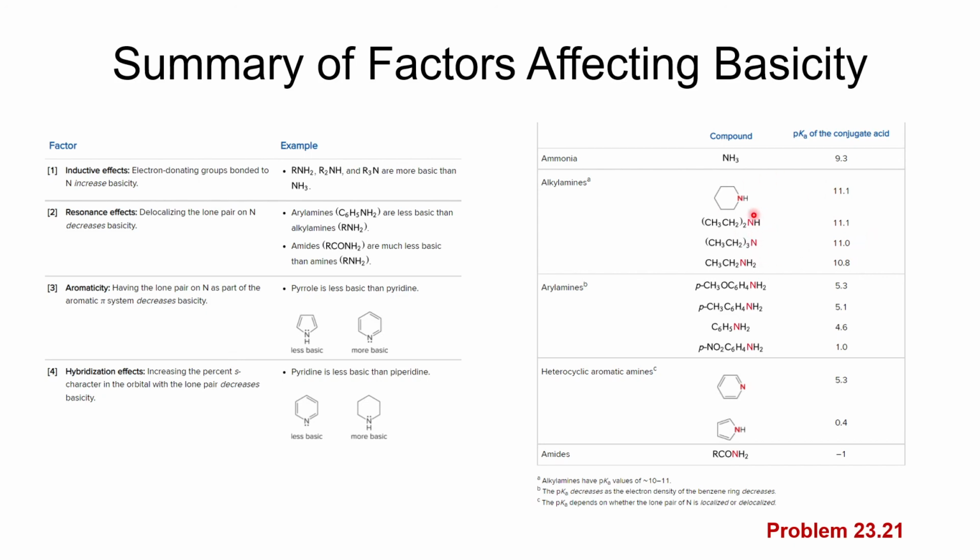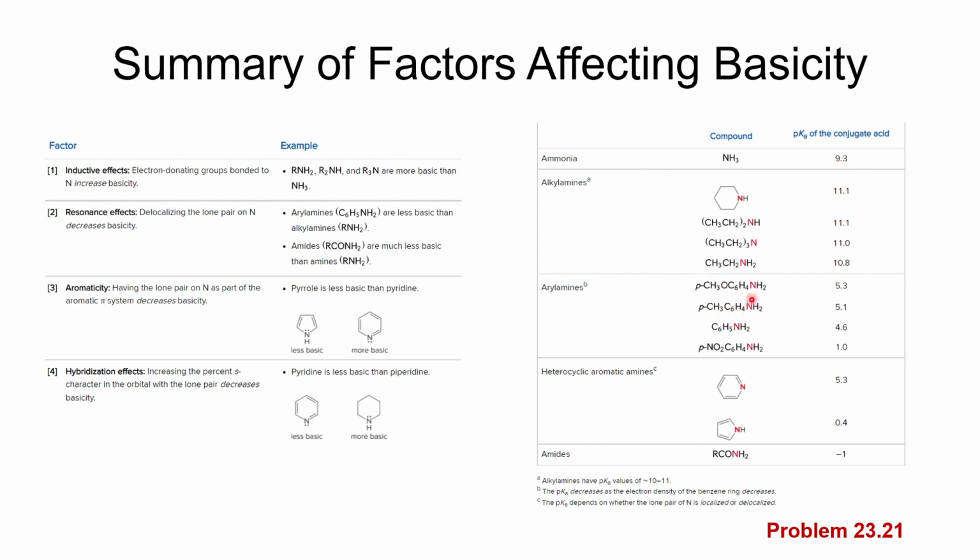And it doesn't really matter whether we add one alkyl group or two alkyl groups or even three alkyl groups. It all comes out to about 11. So there's not a huge effect once you add more alkyl groups. But adding one alkyl group does add electron density and therefore makes that lone pair of electrons more basic, which means the conjugate acid would be less acidic.